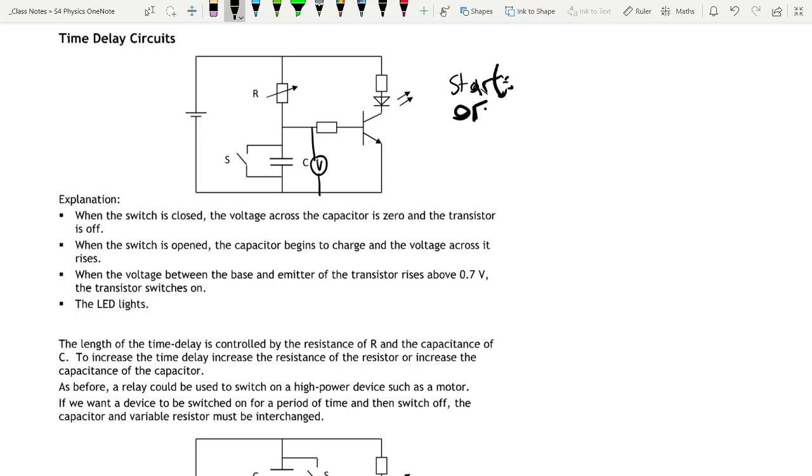and turns on. So it starts off, turns on.